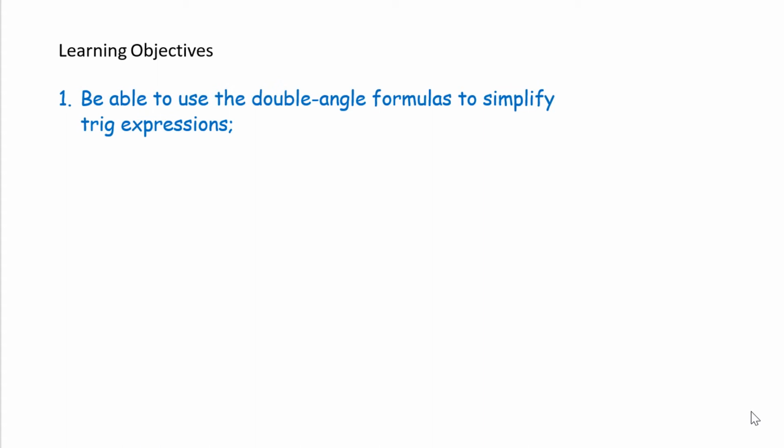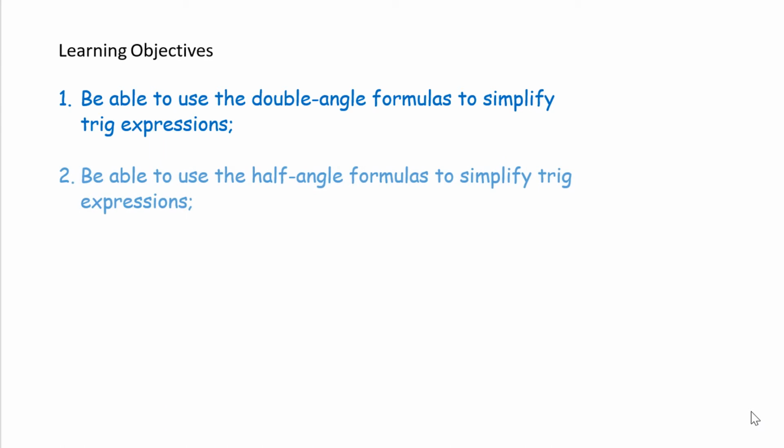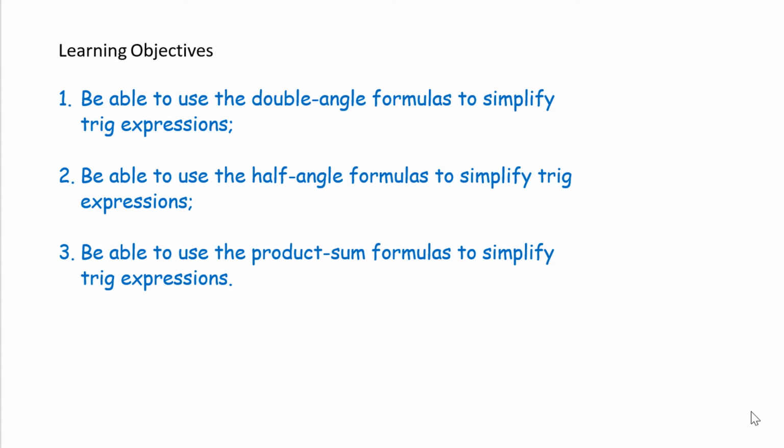The title of this lesson is Double Angle, Half Angle, and Product Sum Formulas. The learning objectives of this lesson are: 1. Be able to use the double angle formulas to simplify trigonometric expressions. 2. Be able to use the half angle formulas to simplify trigonometric expressions. And 3. Be able to use the product sum formulas to simplify trigonometric expressions.